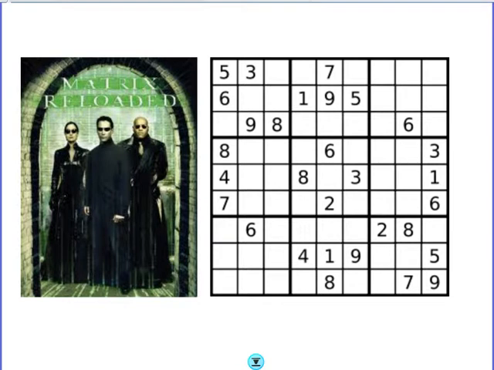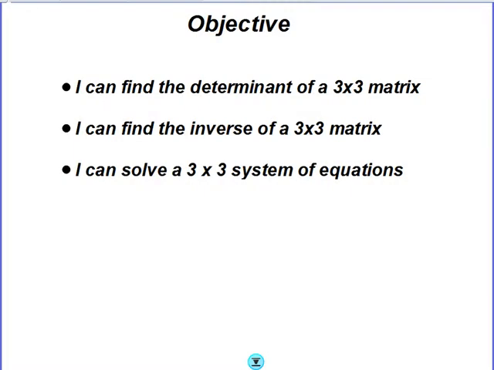Alright, this video is going to cover notes 14G, which is inverses and systems with 3x3 matrices. So we're going to do the same things that we've been doing with 2x2, but this time with a bigger matrix, a 3x3. So it's going to change the process a little bit. We're going to find the determinant, the inverse, and then solve systems just like we did with the 2x2s.